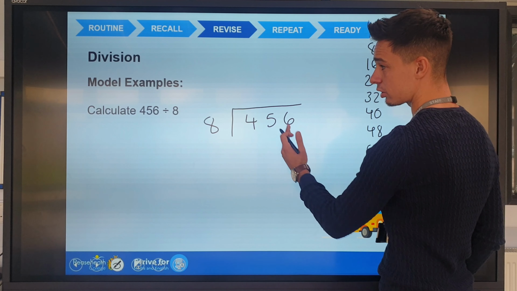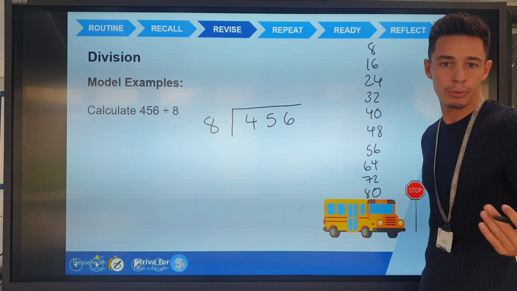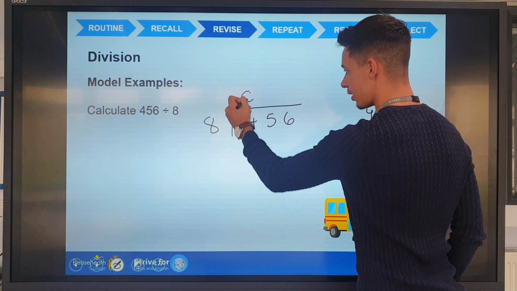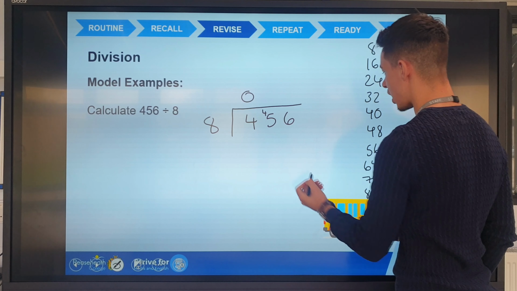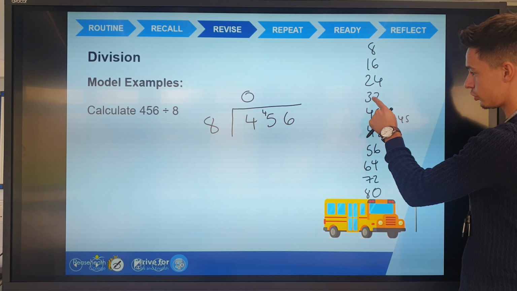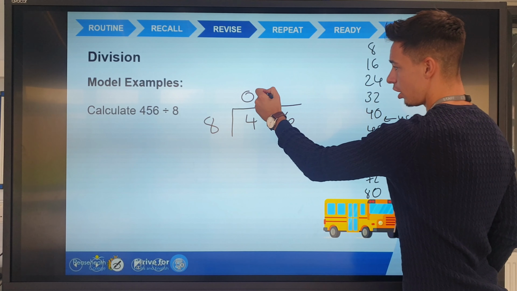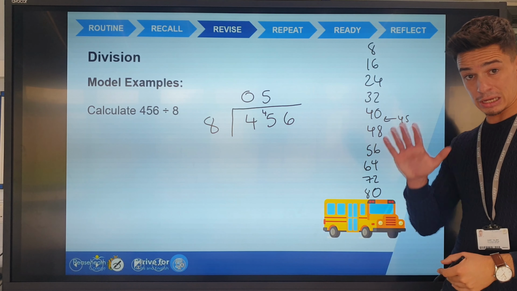Now I can start working through this division question. Okay? So how many 8s go into the number 4? Well, it doesn't fit in. So once again, it's going to be a 0. We carry the 4 across. So it becomes 45. 45 would fit in here. So 1, 2, 3, 4, 5 lots of 8 go into 45. And what's the difference between 40 and 45? Well, it's going to be 5.